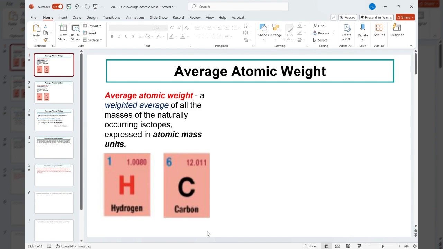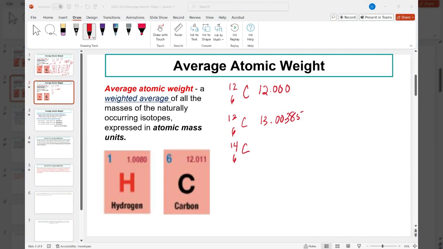I do tend to refer to it as average atomic weight. So by definition, the average atomic weight is a weighted average of all of the masses of the naturally occurring isotopes of an element expressed in atomic mass. And carbon 14 has a mass of 14.00324.